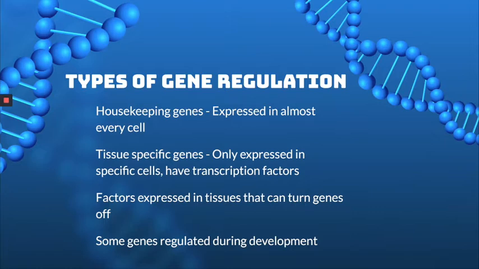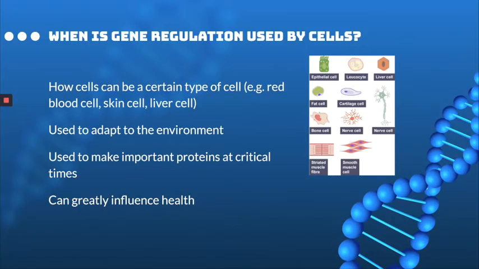Some genes are regulated during development. When you're young, certain genes could be turned on, and then when you grow into an adult, those genes could gradually get turned off, or vice versa.